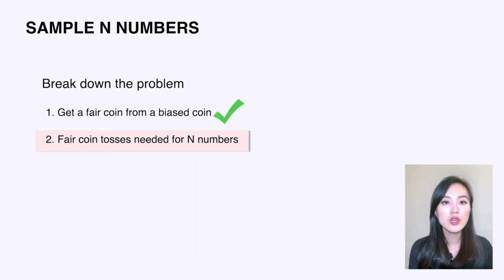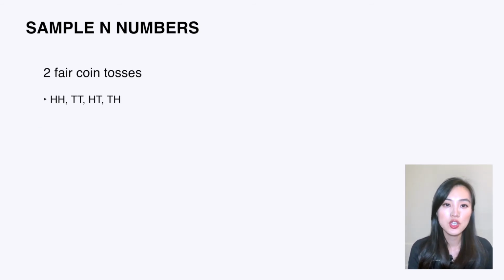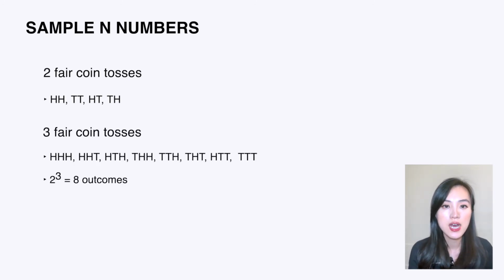Now, we only need to know how many tosses are needed to get n different numbers. Again, let's start with a simple example. If we toss a fair coin twice, we have four outcomes. Each occurs 25% of the time. If we toss a fair coin three times, we have eight outcomes, which is exactly 2 to the power of 3. If we toss a fair coin m times, we have 2 to the power of m results.